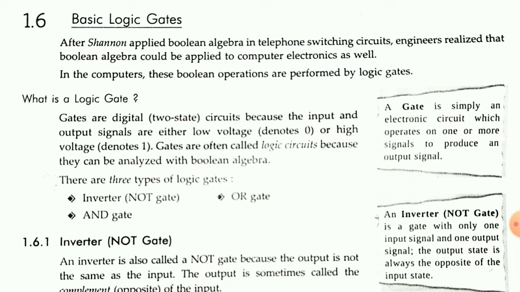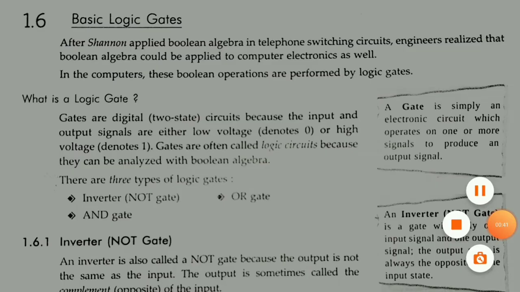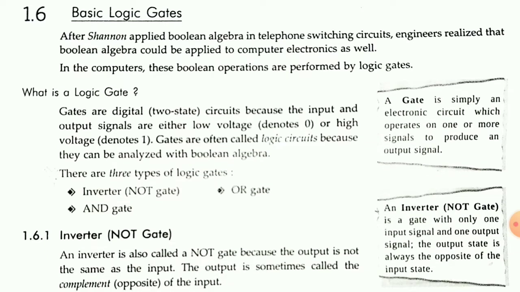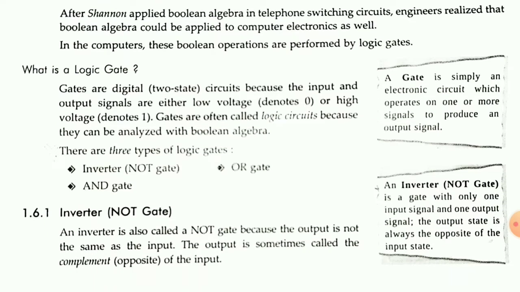So now the new topic we are going to study is basic logic gates. Students, logic gates are generally used for switching circuits in algebra. Clear? Because Boolean algebra has been applied to computer electronics, with the help of logic gates the circuit diagram is created. Now, what is a logic gate? You can see the definition given here: a logic gate is simply an electronic circuit which operates on one or more signals to produce an output signal.